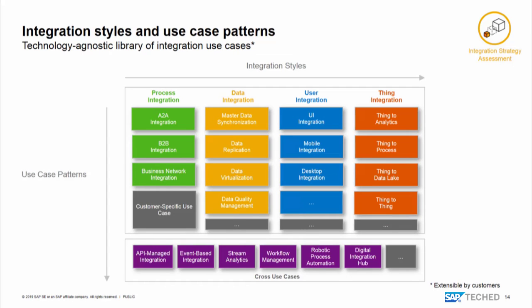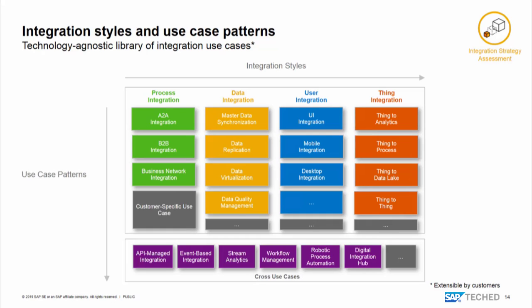And if we now refine this with typical use case patterns, as I mentioned in the beginning, in the methodology we have covered typical use cases from multiple projects. Also very important, we have 4 key integration styles, as we call them: process integration in green, data integration, user-centric integration, and thing integration. The colors are completely consistent in the methodology. These styles cover typical use case patterns like A2A integration and B2B integration in the process integration area, or data integration with data replication and virtualization patterns. For user integration, you want to integrate mobile apps, for example, or for thing integration, you want to integrate with a data lake. So there are different use cases there.